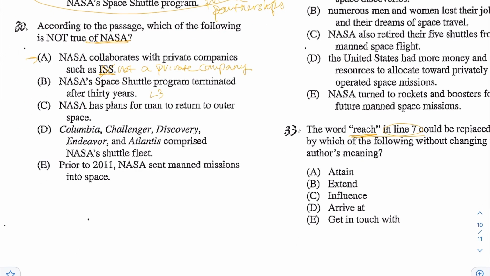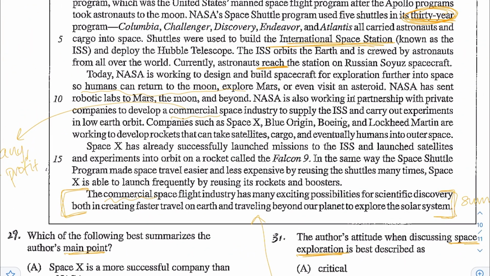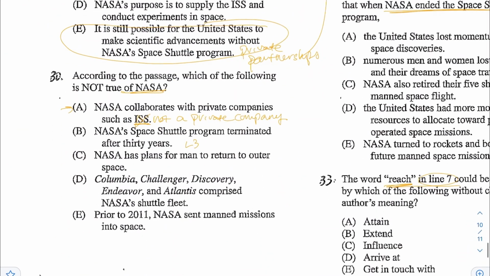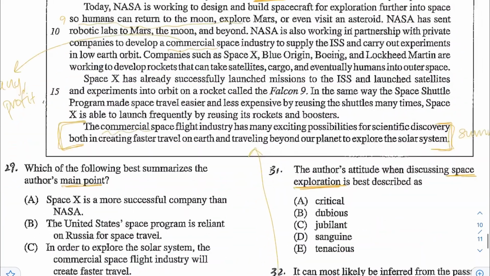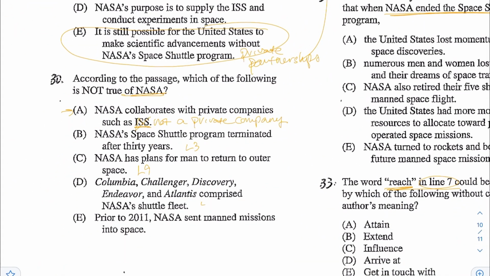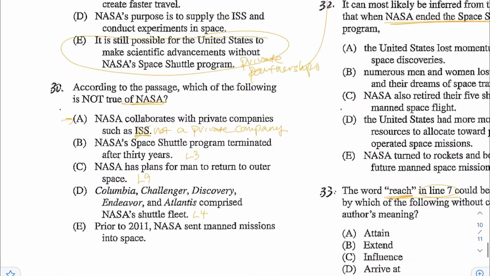Choice C says NASA has plans for man to return to outer space. It talks about that here: humans can return to the moon. So this is line 9. Then choice D talks about Columbia, Challenger, Discovery, Endeavour, and Atlantis comprising the shuttle fleet. You see these on line 4. These are the 5 space shuttles that carry cargo into space. And prior to 2011, NASA sent manned missions into space. Yes, that is true. They went to the moon. Again, it says return to the moon, so that was from before, so that's also line 9.